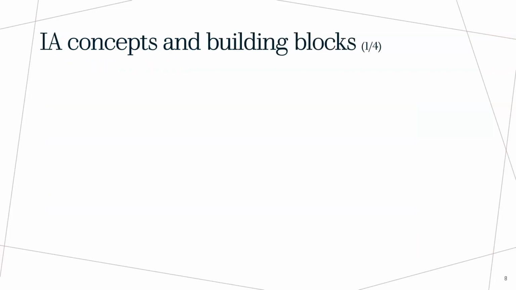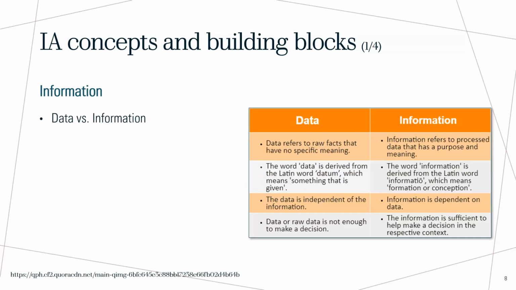Let's talk about some fundamental information architecture concepts and building blocks. First off, this idea of information. We need to differentiate data from information. Now, I've taken this image from the interwebs, and I thought it was pretty good, so I'm going to share it here. Data. Data are just raw facts. They have no meaning in themselves. They are just facts. On the other hand, information is processed data.